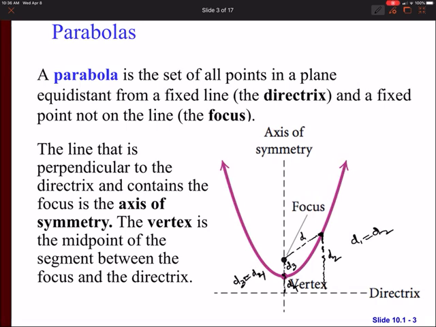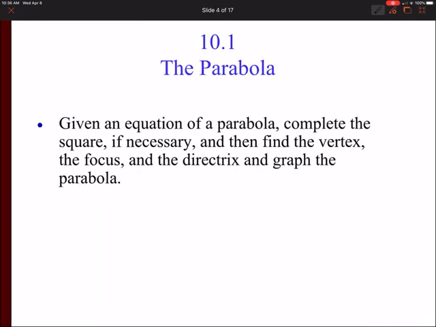So again, any point on the parabola, the distance is always equal. So again, you're measuring your distance from the focal point, the focus, which is a fixed point on the line of symmetry, and again the directrix, which is the line that's perpendicular to the line of symmetry. So again, that's defining a parabola: the set of all points in the plane that are the same distance from the fixed line, the directrix, and from the fixed point not on that line, which we call the focus.